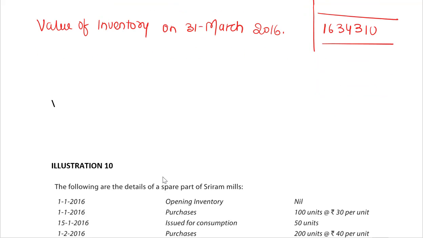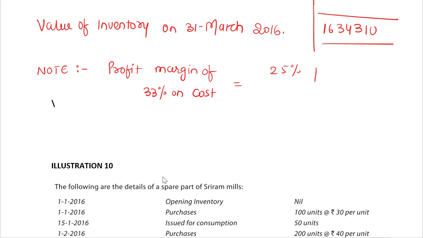Okay. Write a note over here. Profit margin of 33% on cost equals 25% on sales price. Okay.